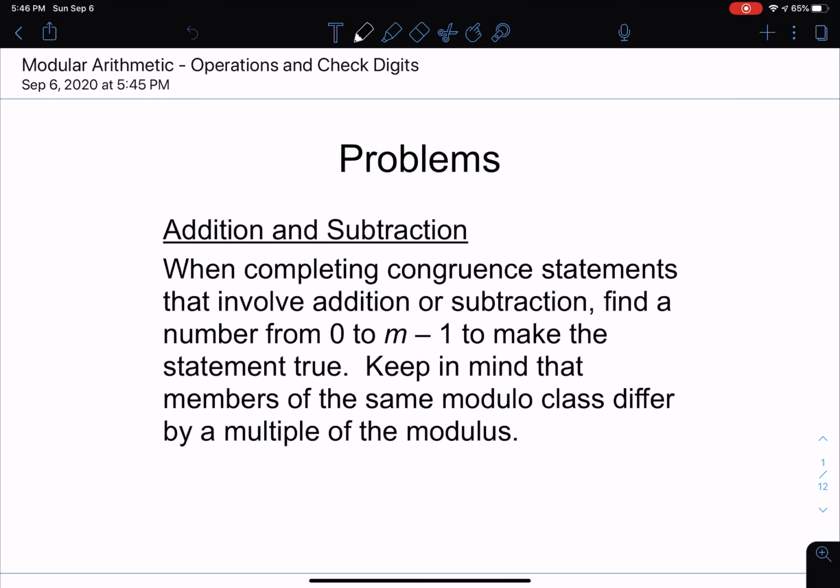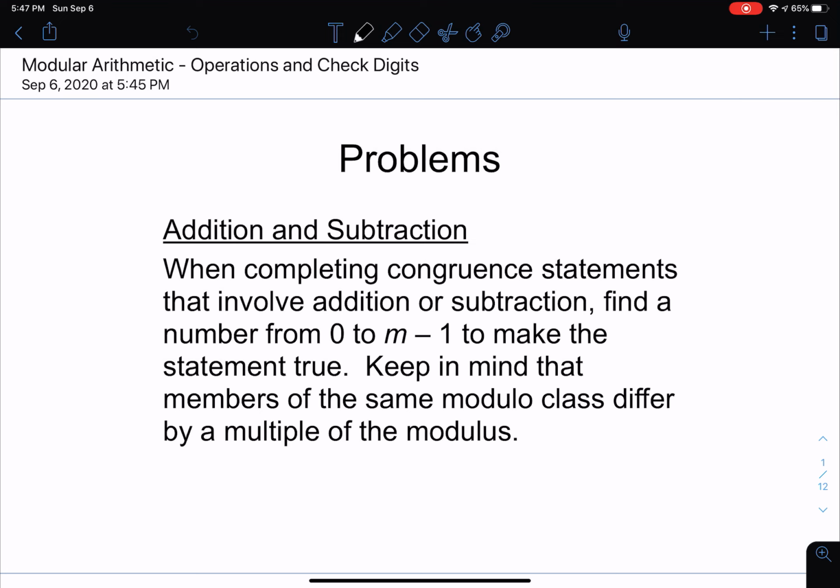All right, so addition and subtraction. If you see addition and subtraction pop up when we're dealing with congruence statements, you're trying to find numbers from 0 to 1 less than the modulus to make the statement true. Sometimes you end up with more than one answer, as you'll see with multiplication, but for now with addition and subtraction, you're typically going to have just one answer. But there are cases where you might have more than one in these operations, and I'll show you when that happens.